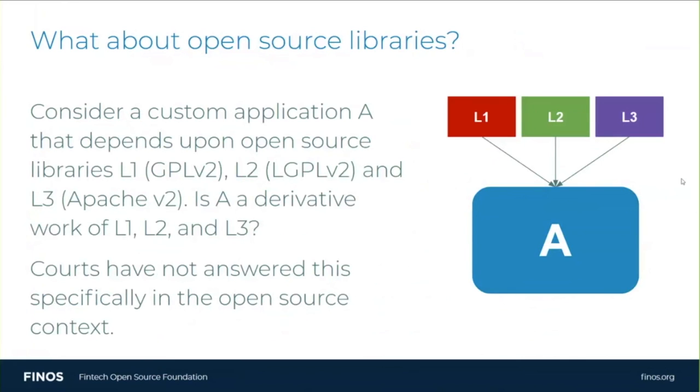But the big question in the world of open source is, when do you produce a derivative work by using open source libraries in a proprietary product? This is just a hypothetical: a custom application A, which uses three different open source libraries, one licensed under the GPL v2, one under LGPL v2, and one under the Apache license version 2. The question is, is A a derivative work of those three libraries, and what are the consequences if it is?